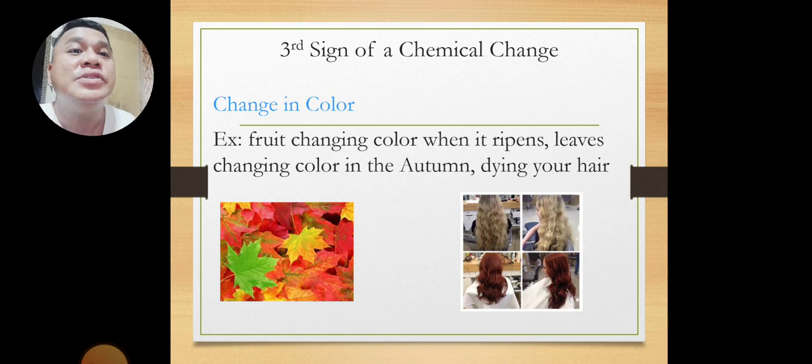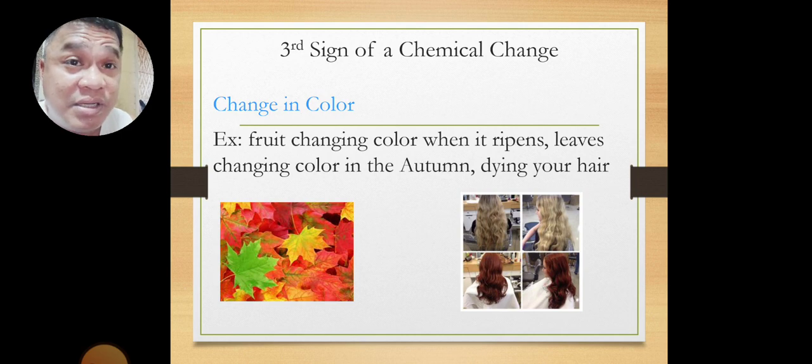Okay? So changes in color is a sign of chemical change, but as I said, it's not 100% reliable. You can't say that when there's a change in color, it's automatically a chemical change, because there are some cases where there is a change in color but no chemical change is happening. You have to find another sign or proof aside from color. Examples: fruit changing color when it ripens, leaves changing color in the autumn, or dyeing hair. That's a chemical change.